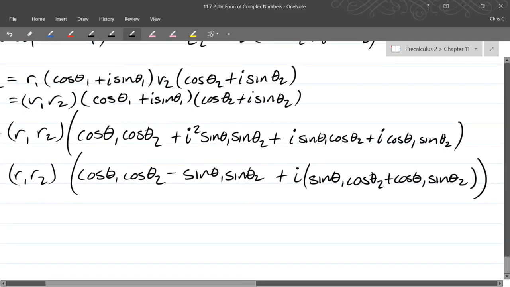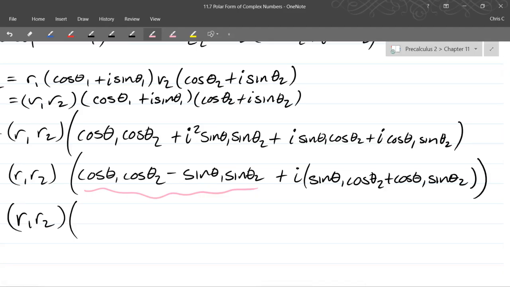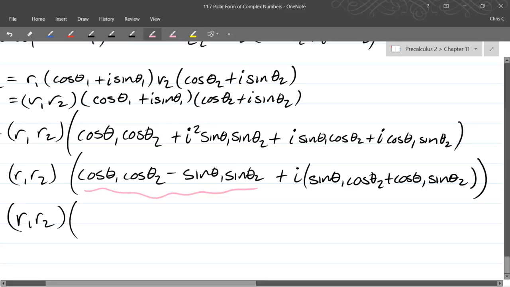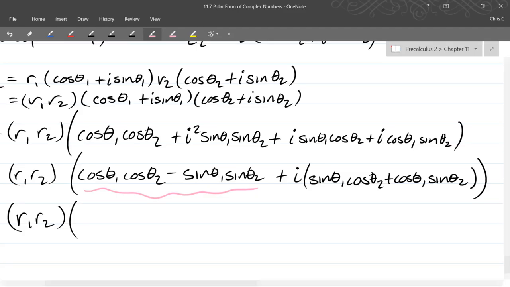So I split it into real part and imaginary part. So what I underlined, cos theta 1, cos theta 2, minus sine theta 1, sine theta 2, that is on your cheat sheet. What is that? What's another way to write that? It's written with A's and B's on your cheat sheet. So it's a sum or difference formula.